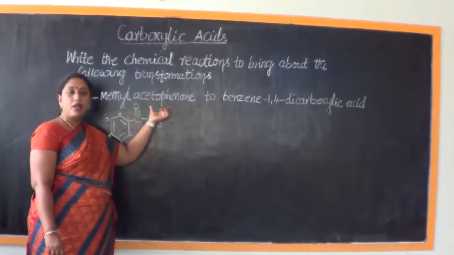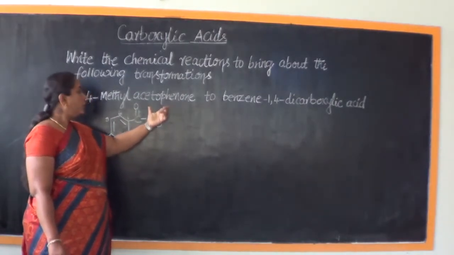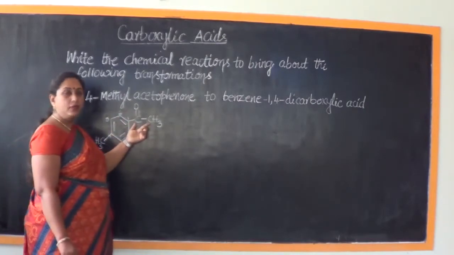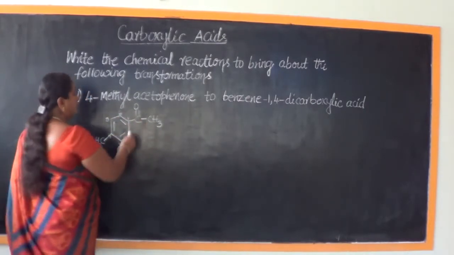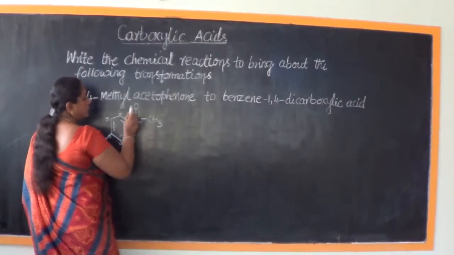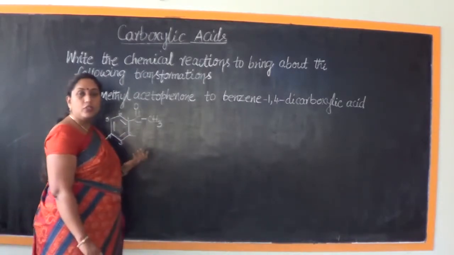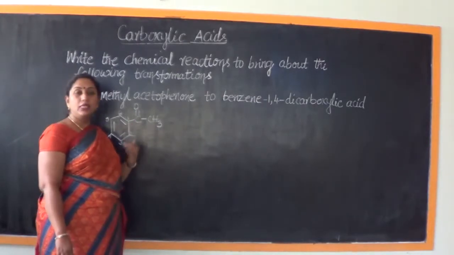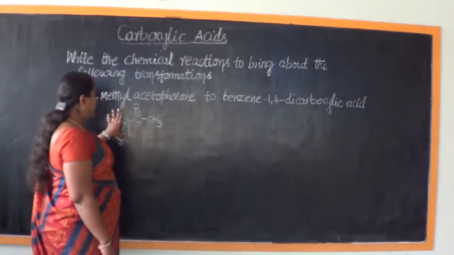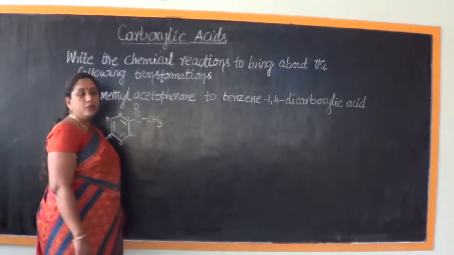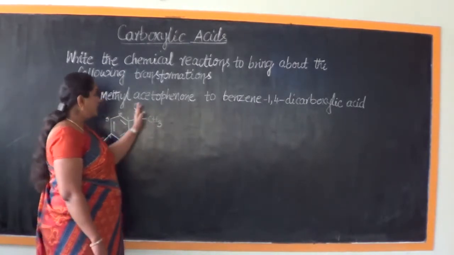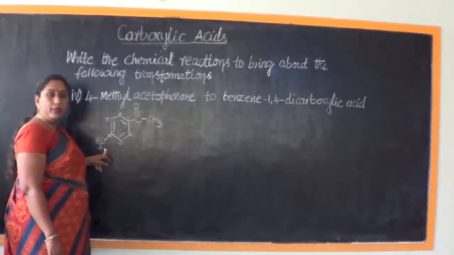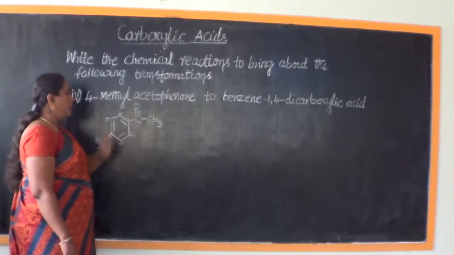Acetophenone is again a trivial nomenclature. Its IUPAC name will be phenylethanone. It is a ketone. CO is the functional group. So CO as a functional group is a ketone, and a ketone should end with the suffix -one. So this will be phenylethanone. That will be the IUPAC name for acetophenone. The complete name of the structure will be 4-methyl phenylethanone.